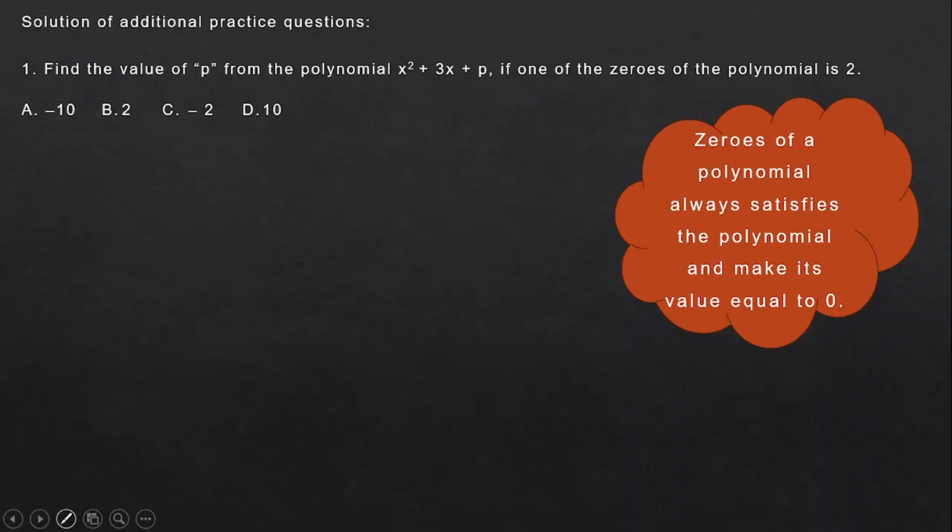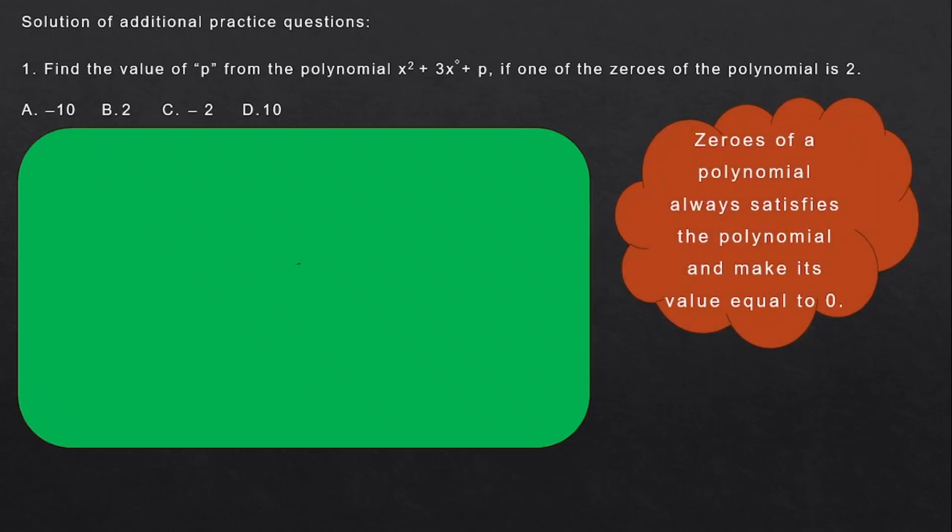Let's get going. The first question is, find the value of p from the polynomial x square plus 3x plus p, if one of the zeros of the polynomial is 2. Now we already know that the zeros of a polynomial always satisfy the polynomial and make its value equal to 0. So here it is given that for this polynomial x square plus 3x plus p, one of the zeros is 2. That means 2 will satisfy the polynomial. And what does that mean? That if this 2 is put in place of x, we will get the value of this entire polynomial equal to 0. So let us substitute x as 2.